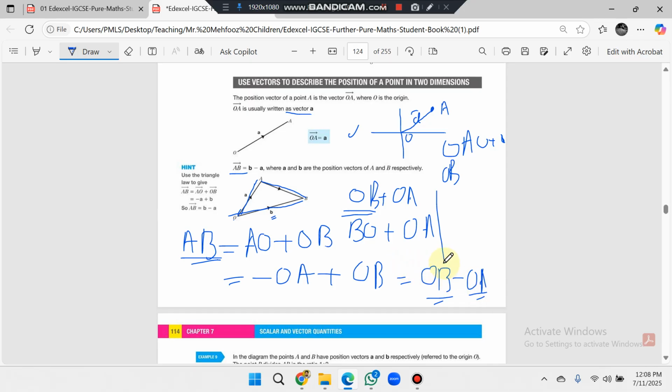Yes. OB is the position vector from origin to point B, and OA is the position vector from origin to point A. From origin to point A, its position vector will be small a, and from origin to point B, its position vector will be small b, right? So this is the hint. Use the triangular law to find AB equals AO plus OB. AO can be converted into OA, it becomes minus a plus b. So AB is equal to b minus a. So this is the result.